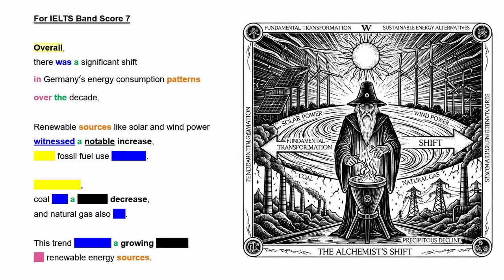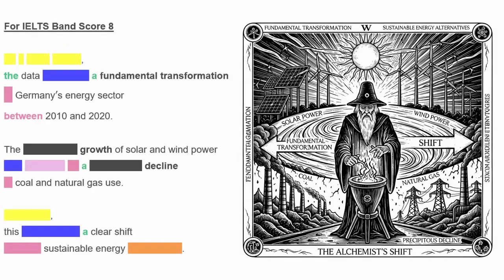To a large extent, the data highlights a fundamental transformation in Germany's energy sector between 2010 and 2020. The exponential growth of solar and wind power was mirrored by a precipitous decline in coal and natural gas use. Ultimately, this underscores a clear shift towards sustainable energy alternatives.